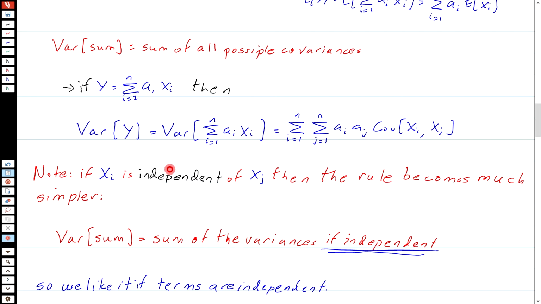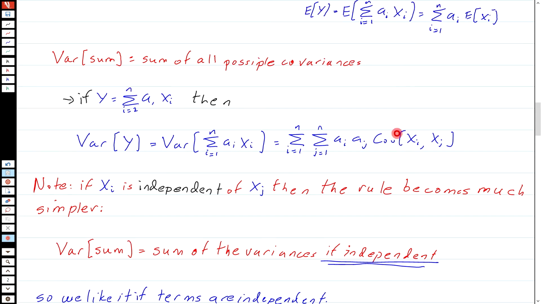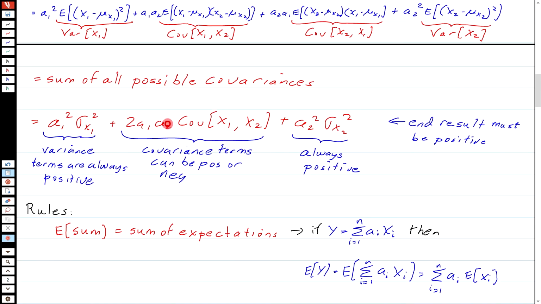Another note is that if xi is independent of xj, then the rule becomes much simpler. Because if xi is independent of xj, then the covariances all disappear if i is not equal to j. So if x1 and x2 are independent, then the covariance of x1 and x2 is 0. And so those terms disappear, and back up here, it means this whole centered term disappears, and I am left with just the sum of the two variances.